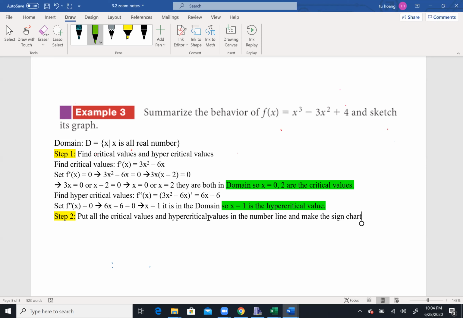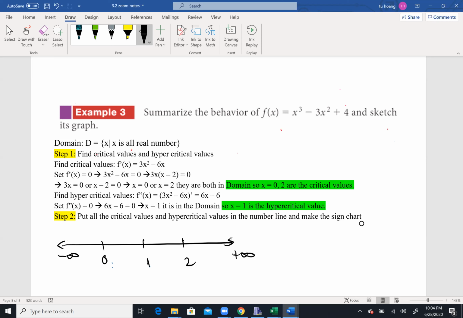Now I will move to step number 2, which is put all the critical values and hypercritical values in the number line and make the sign chart. So let me change the color. Here is the number line from negative infinity to positive infinity. And I have 0, 1, 2, right? So 0 here, 1 here, and 2 here.